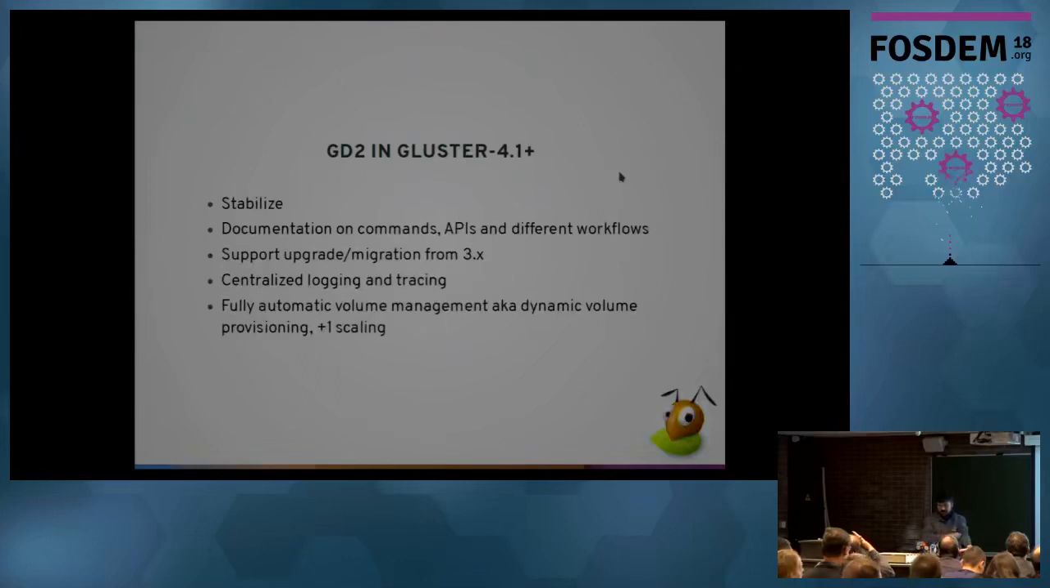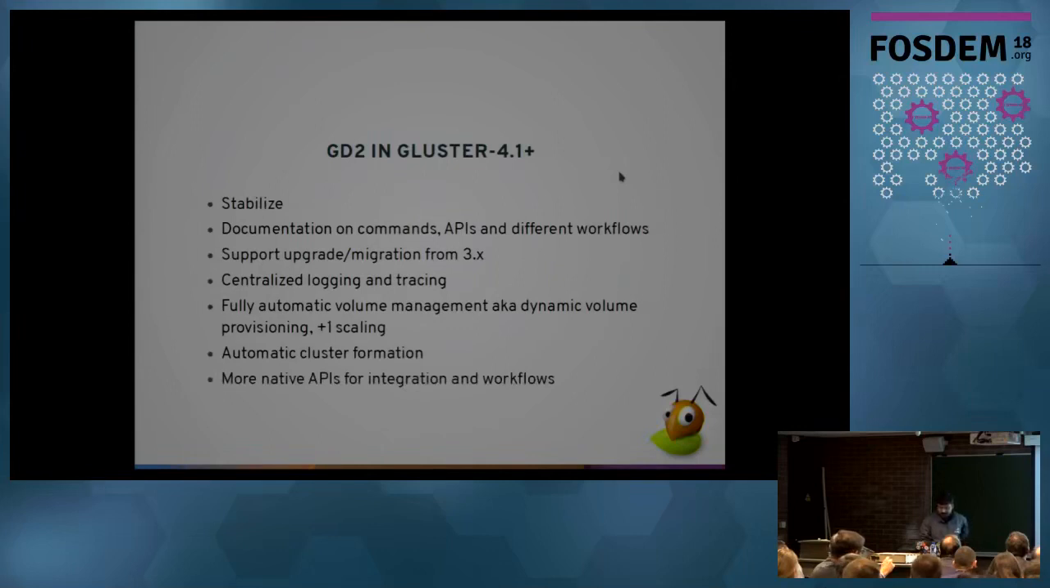We'll also be improving upon our automatic volume management, and we'll be bringing in things like +1 scaling. +1 scaling is going to be mainly a management feature. And maybe do things like automatic cluster formation, where you don't even need to do probes for the cluster to form. So Gluster servers should be able to discover each other.